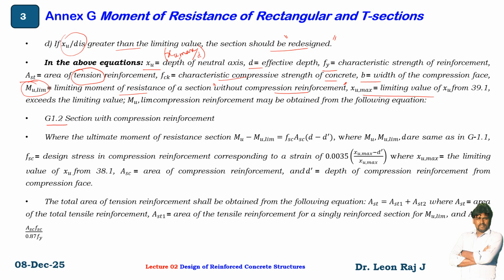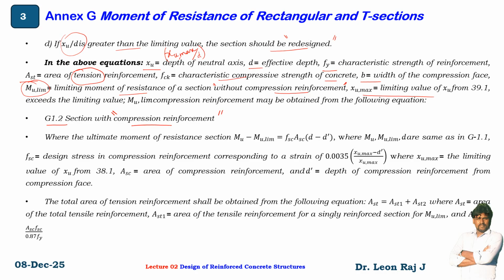G 1.2, section with compression reinforcement. Once there is a term called tension reinforcement, there is another term called compression reinforcement. What does it mean? Compression reinforcement is always located in the compression zone of the beam. There are two zones, right? One is the tension zone and another is the compression zone. The reinforcement provided below the neutral axis, that is in the tension zone, is called tension reinforcement. The reinforcement provided above the neutral axis, that is in the compression zone, is called compression reinforcement.